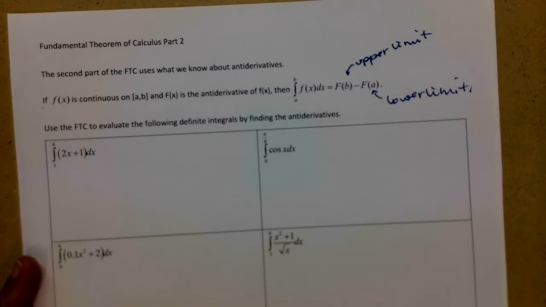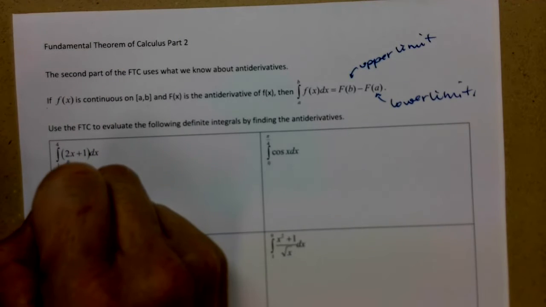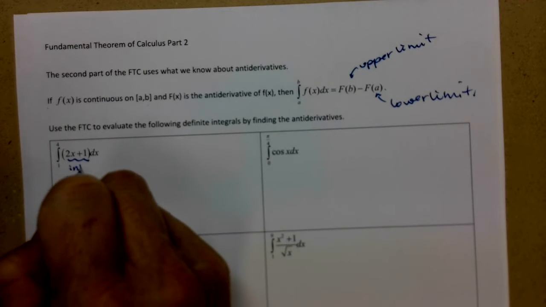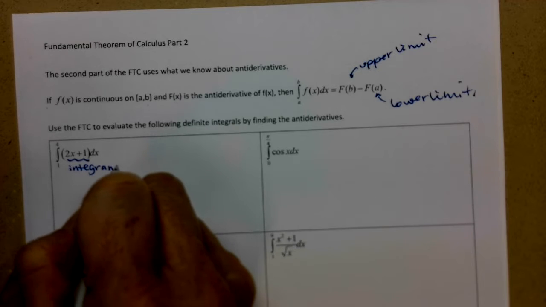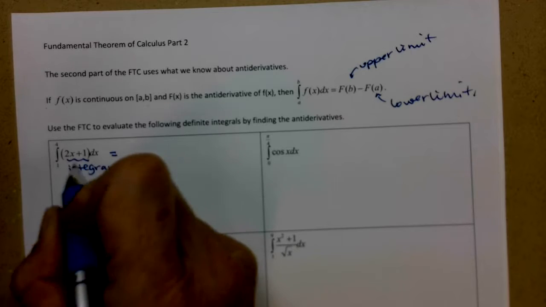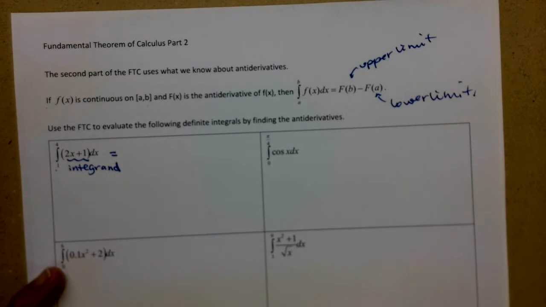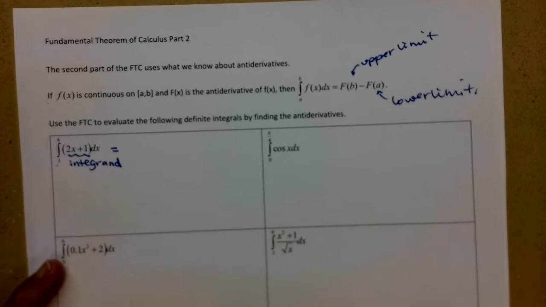So the way we do that, we find the antiderivative of your integrand. Remember, this part inside is called the integrand. We find the antiderivative of it, and then we evaluate it, the top limit minus the lower limit. And I'm going to show you some new notations for that as well.